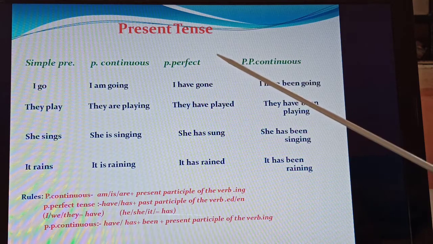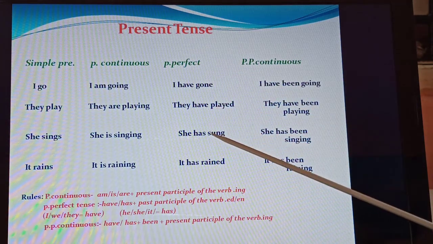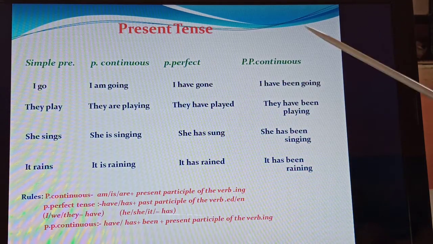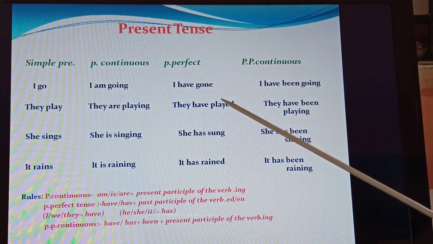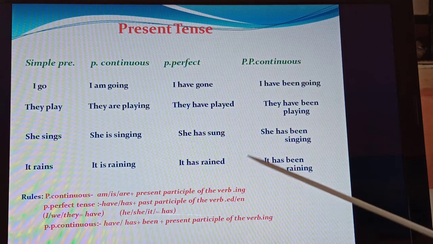Then present perfect. Though it is perfect, the action is just over. It's not many days over, okay? Maybe just recently, few hours or few minutes work is over. That's why I call it present perfect tense. I have gone. They have played. She has sung. It has rained.